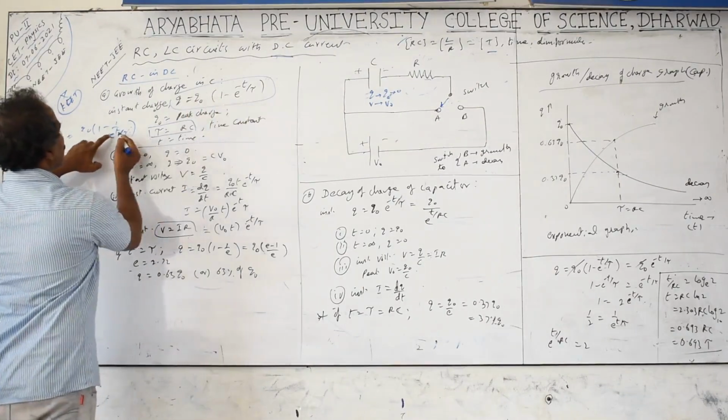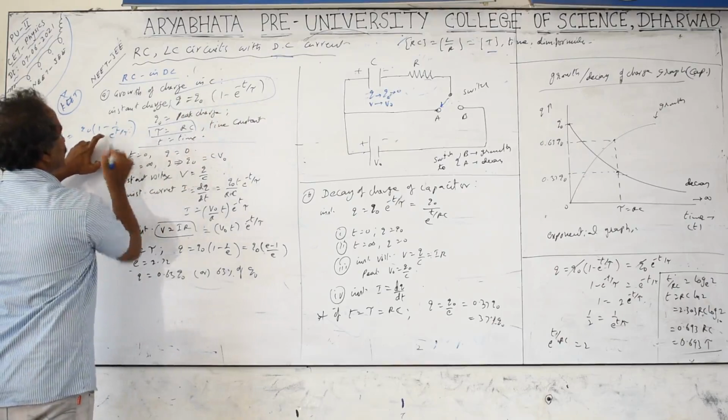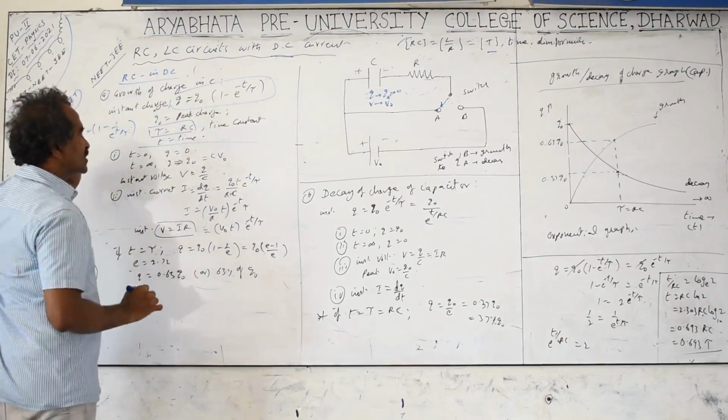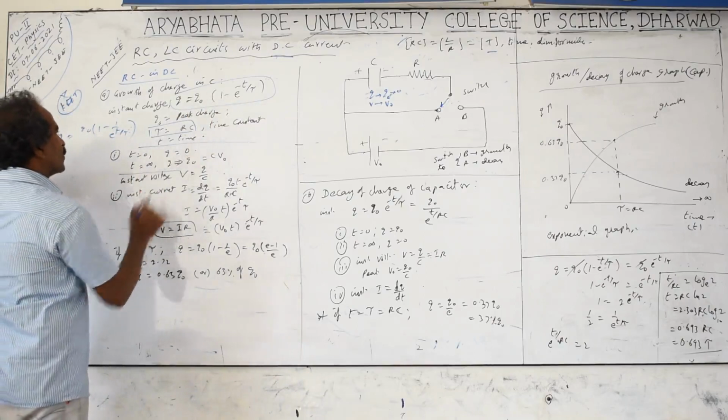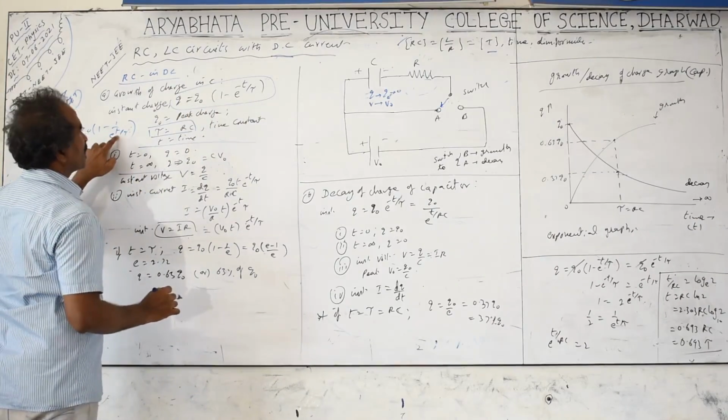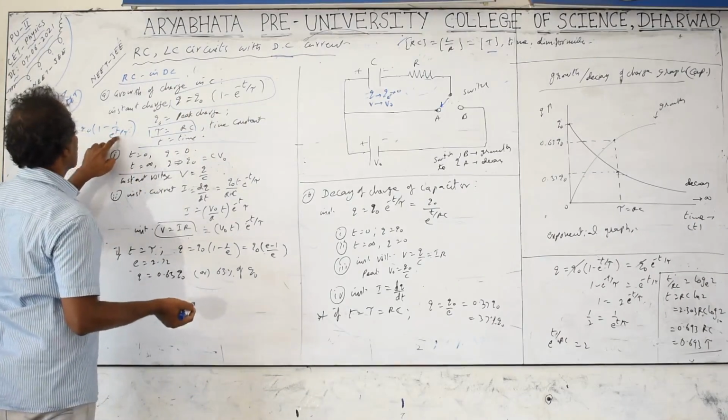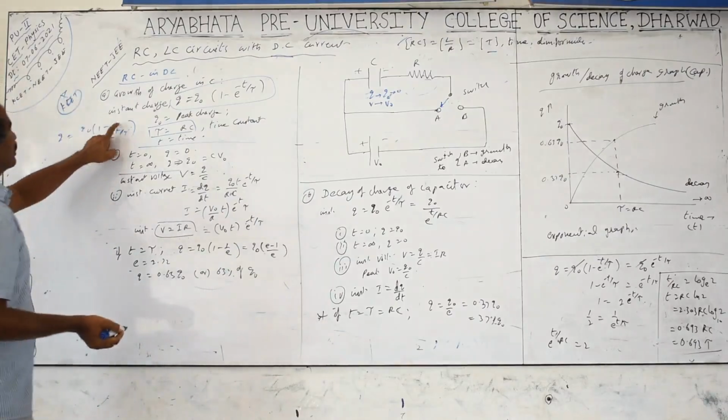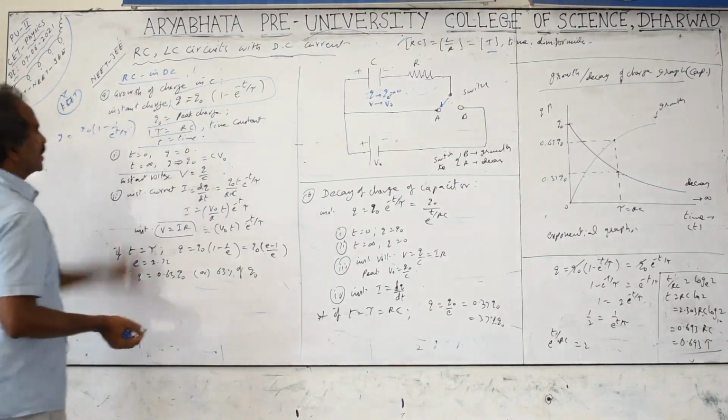Next, time t equal to 0. Anything to the power 0 is 1. This is 1, and 1 minus 1 is 0. Charge is 0; instantly, there is no charge. After a long time, t equal to infinity, e to the power of infinity means infinity only, and 1 by infinity is 0. So, Q equal to Q naught.